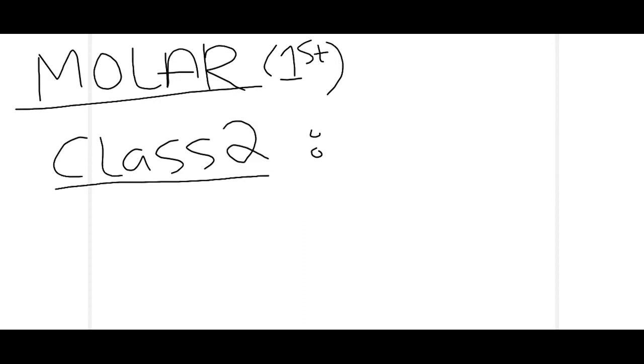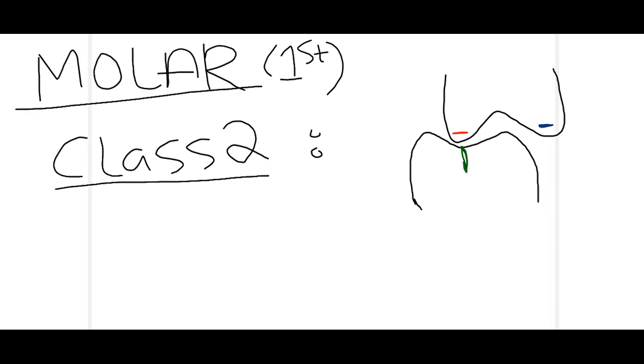Now talking about class 2 molar malocclusion, let's draw the mandibular first molar over here. Again, this is the mesiobuccal cusp, and this is the distobuccal cusp, and this is the buccal groove. So now you can see the difference in class 1 and class 2. In this particular case, the distobuccal cusp, this cusp is occluding in the buccal groove of lower first molar. In class 1, it was the mesiobuccal cusp that was occluding in the buccal groove of a lower molar, and in this case, the distobuccal cusp is occluding in the buccal groove of the mandibular first molar. This is a difference.